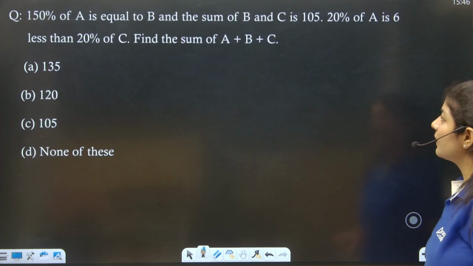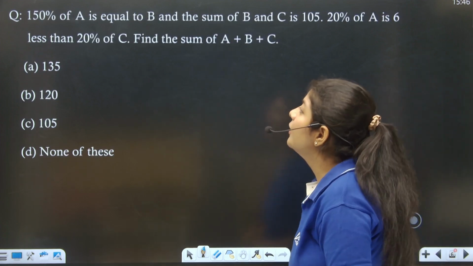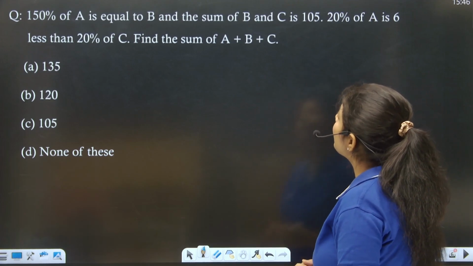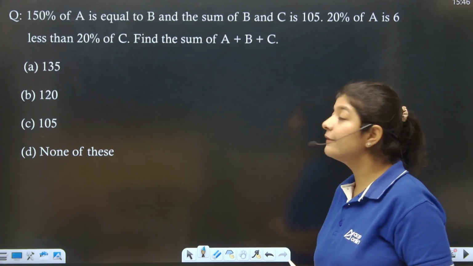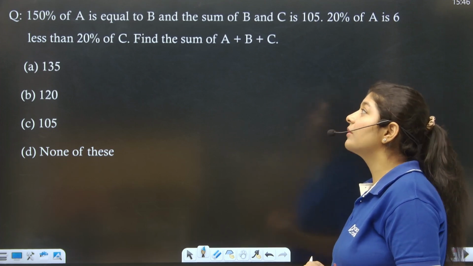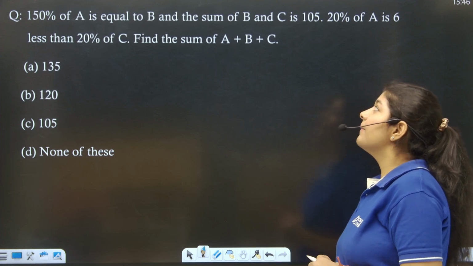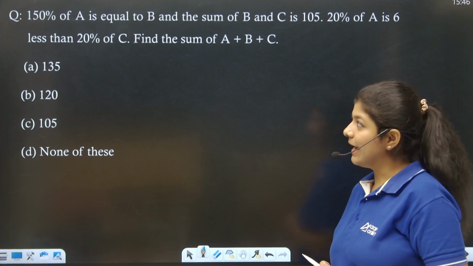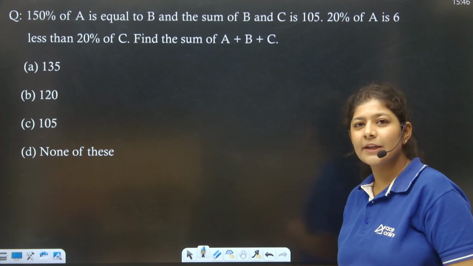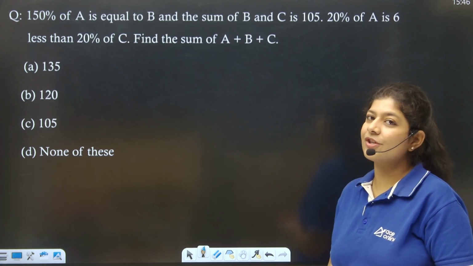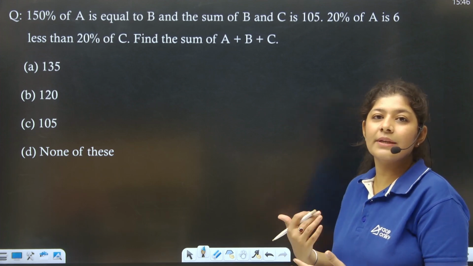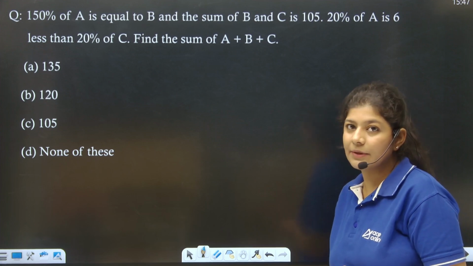Next. The next question says that 150% of A is equal to B and the sum of B plus C is equal to 105. 20% of A is 6 less than 20% of C. Find the sum of A plus B plus C. How are we going to deal with this? All we know is that here we are having three variables, but we have some sort of connection between the entities. So first we need to try to write it in a single variable, and after that we can easily calculate, right?